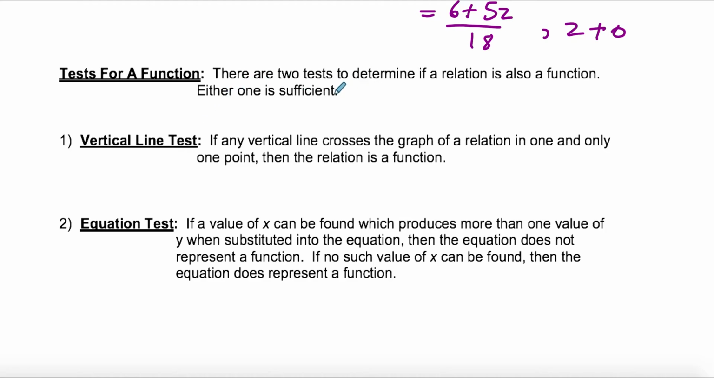So there are two tests to determine if a relation is also a function. We can do the vertical line test, which I really like. This is the one I like the most because it's really easy. And you would have a graph. If any vertical line crosses the graph of a relation in one and only one point, then the relation is a function. You cannot draw a vertical line through a function at any point of the graph. If you hit 2 points, it is not a function. You can only go through 1 point when you draw a vertical line.